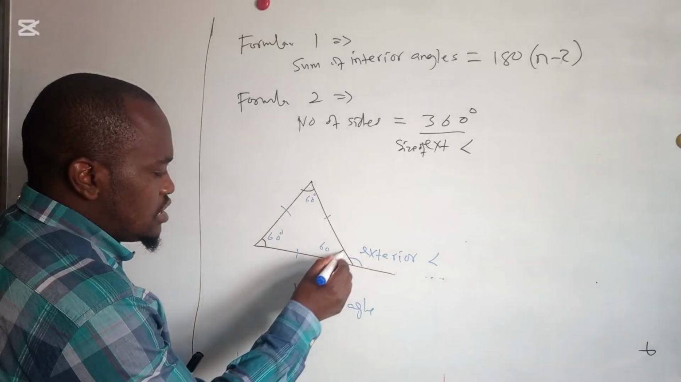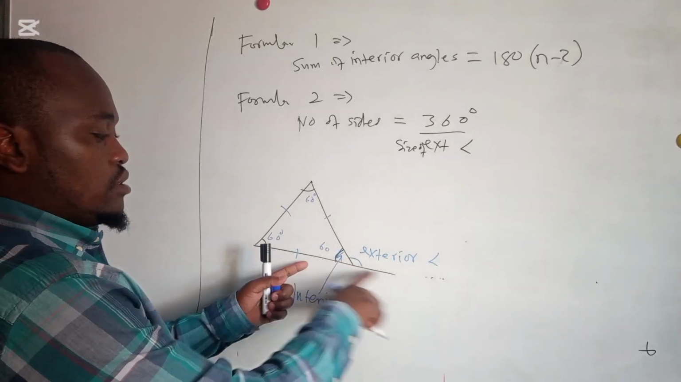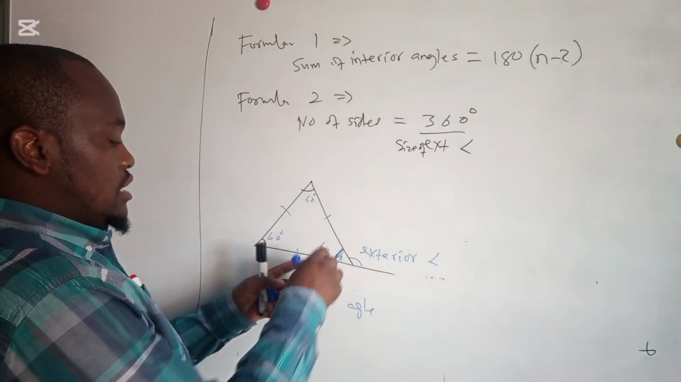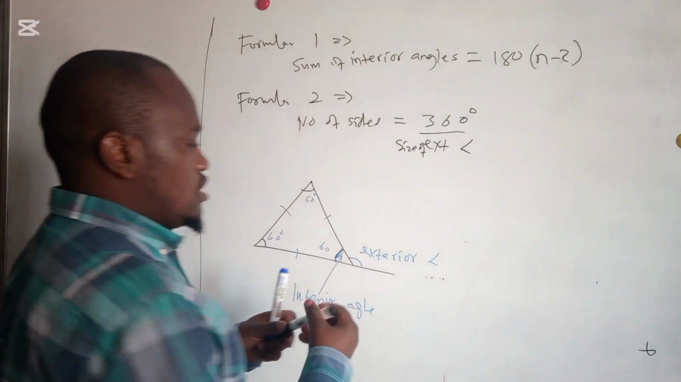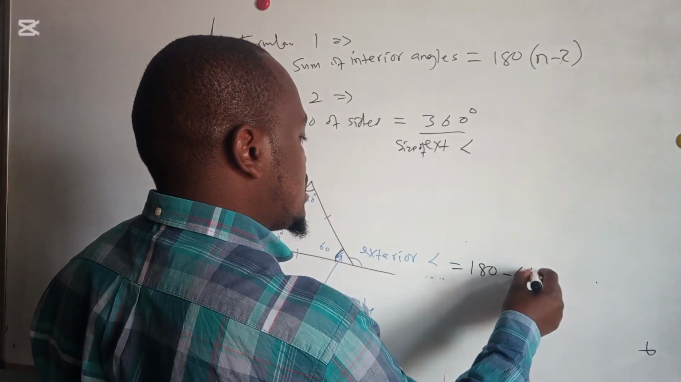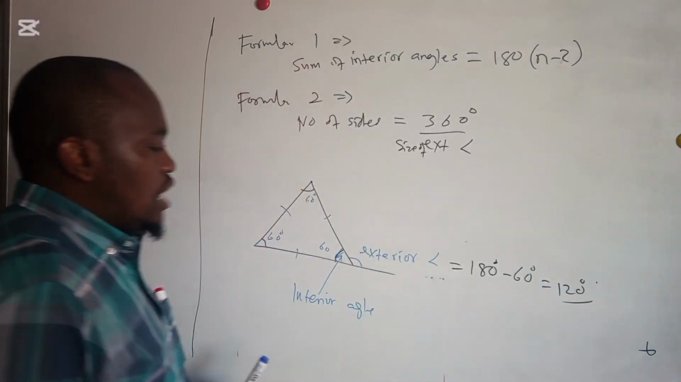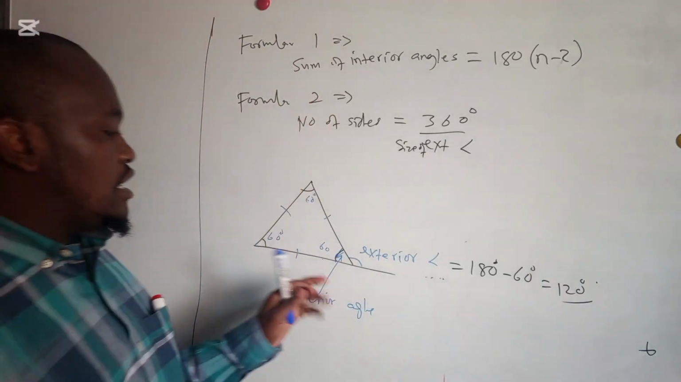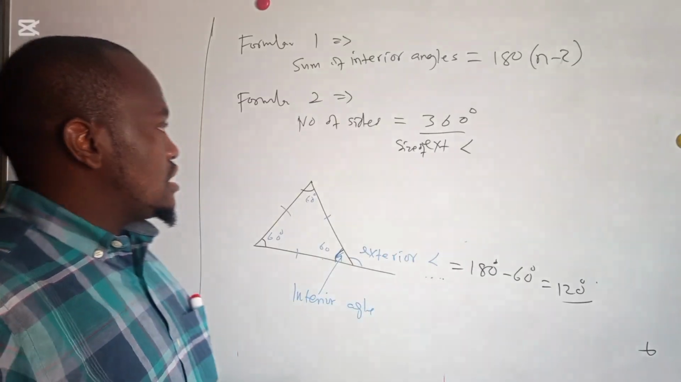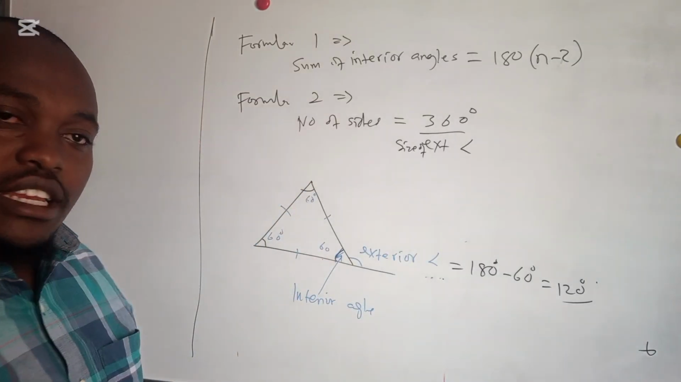So then, if this angle is 60 degrees, what is the size of the exterior angle? They are projected on the same line, so it is 180 minus 60. So this one would be 180 minus 60 degrees, and the answer is 120 degrees. So now, suppose you are told the size of the exterior angle is 120 degrees and you need to find the number of sides.